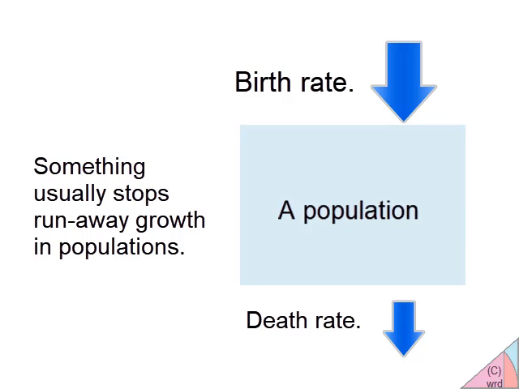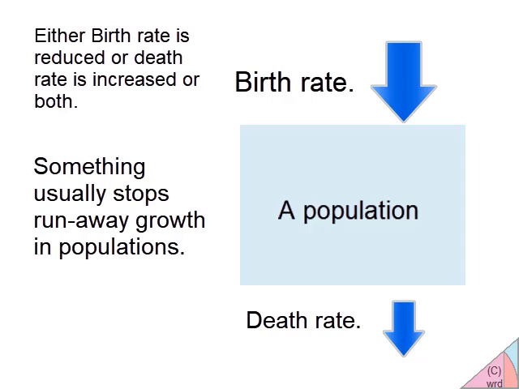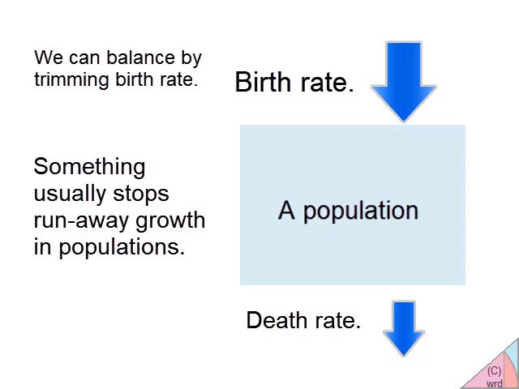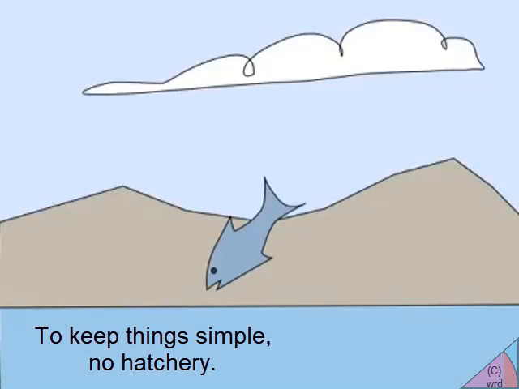Secondly, we look at how most populations stay in balance with their environments. When a population stays steady, something is adjusting either birth rate down, or death rate up, or a mix of both. Here we will trim birth rate to keep the model simple. Our simplified fish farm does not have a hatchery. Fish reproduce in the environment, if they can.